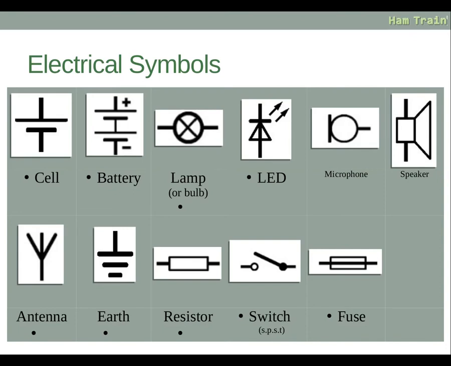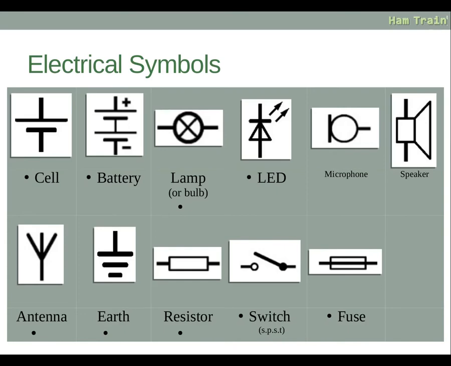We also have a symbol for a microphone, which is a circle with a bar on one edge, and it kind of looks like a microphone, so generally that's easy to remember. We have a speaker, likewise it's a box with a cone on it, so it does look like a speaker, fortunately. And on the bottom row here we have the antenna, which looks like a chicken's footprint.